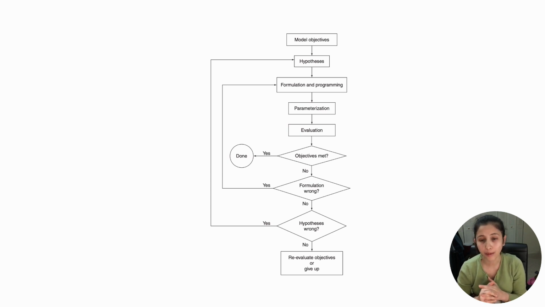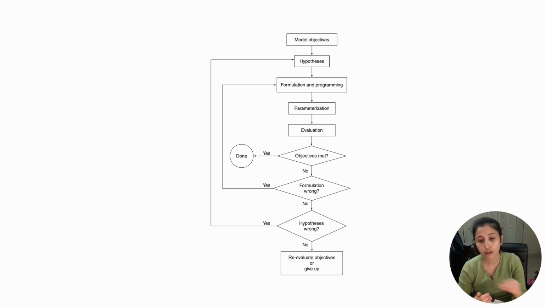Once we have objectives and hypotheses, we want to formulate our ideas in the mathematical form. That can be from the previous literature, or we can develop it based on our own experimentation. Once we have formulated our equations, we want to do some programming and write it in a code or in the computer, and we need to make sure that they are correctly programmed. The next step would be parameterization. I'll be talking about this later in further detail. And finally, we evaluate the model and see whether our objectives were met.